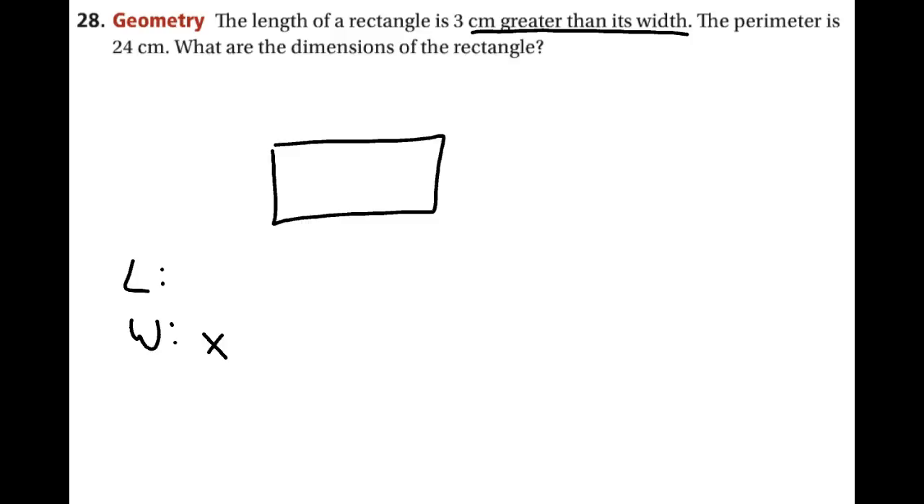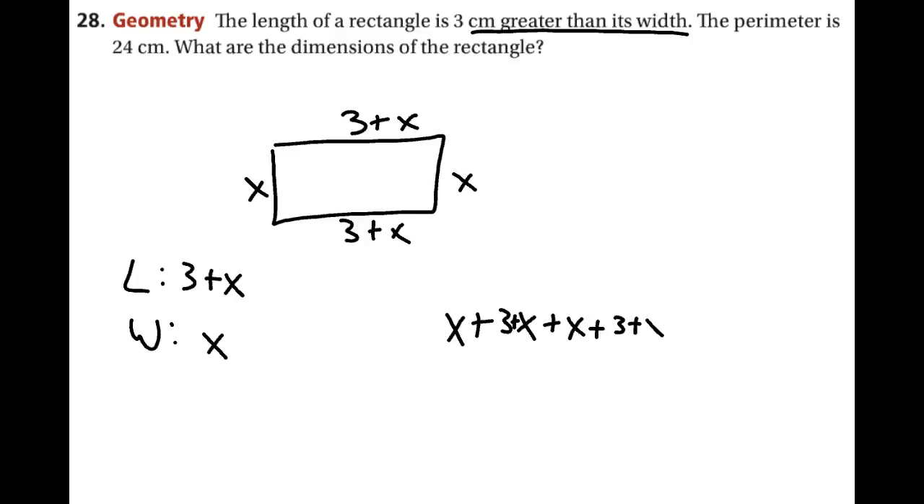Then we're going to write an expression that tells me what the length is. It says the length is 3 greater than its width. Greater than implies you're adding. So that would be 3 plus x, or x plus 3. So this is really what my rectangle looks like. Then it tells me the perimeter is 24. I know perimeters just add up all the sides. So I just need to add up all these sides and set it equal to 24. Solve for x. And I'm ready to roll.